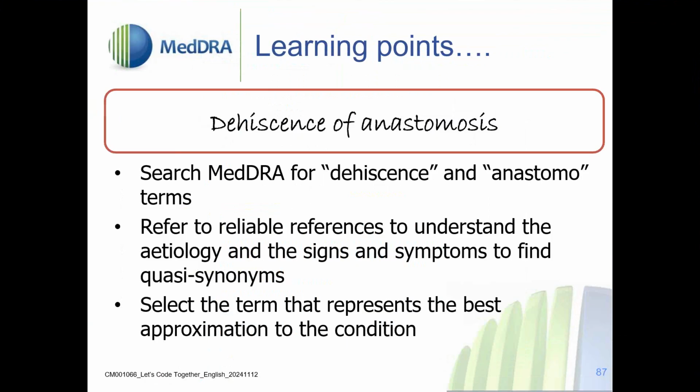So to find the best approach for coding this verbatim, we searched for terms that relate to dehiscence, and we would truncate the term anastomosis to anastomo to find all LLTs containing the wording anastomotic and anastomosis. We've referred to reliable references to better understand the etiology of the condition and the related signs and symptoms. And because there is no direct match for our verbatim in MedDRA, we had to look for the best approximation for coding the reported condition.